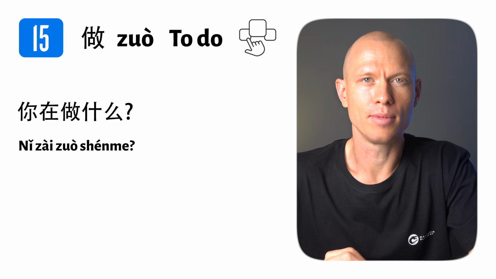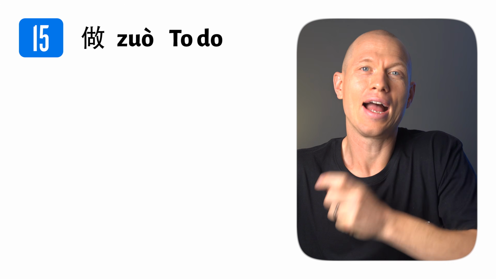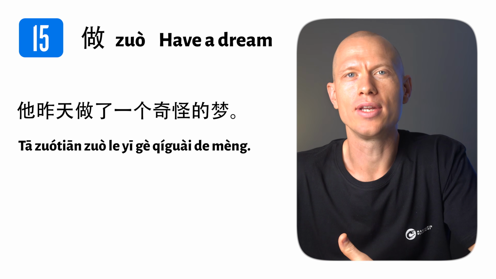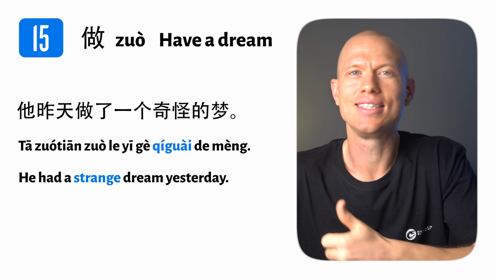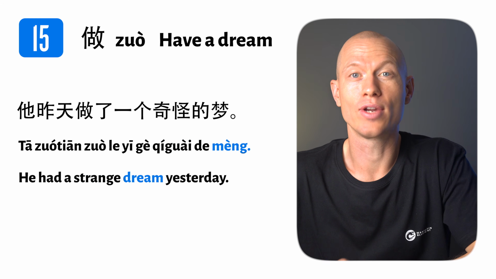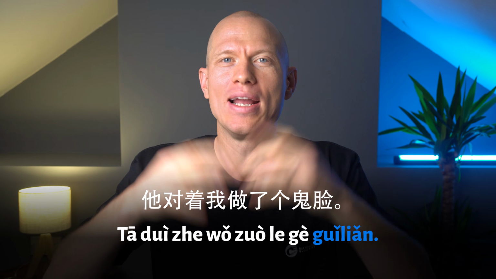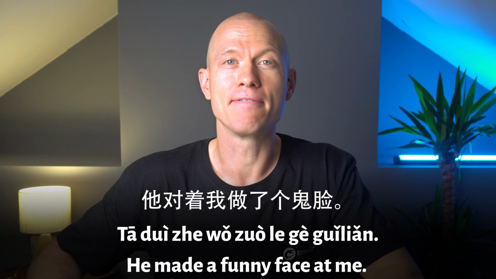Next, 做, to do. 你在做什么? What are you doing? 做 is also the word to use for have a dream. 他昨天做了一个奇怪的梦. 奇怪 is strange, and 梦 is dream. He had a strange dream yesterday. You can also use 做 for pulling a face. 他对着我做了一个鬼脸. 鬼脸 is like a funny face. He made a face at me.